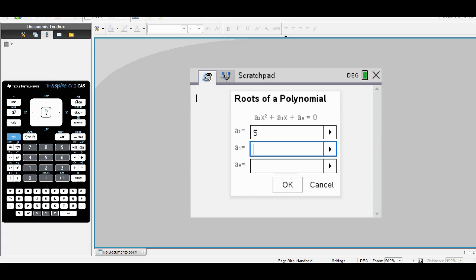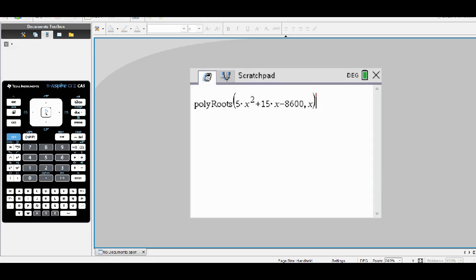5, 15, minus 8600. Then press enter. You see there are two roots, minus 43 and 40.